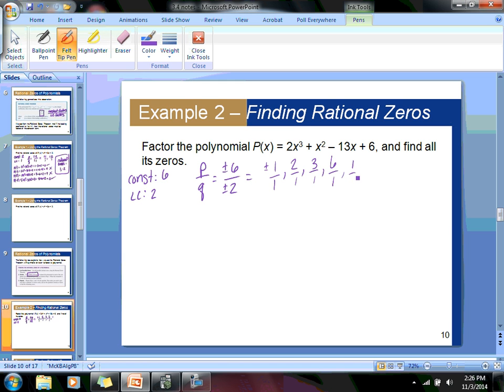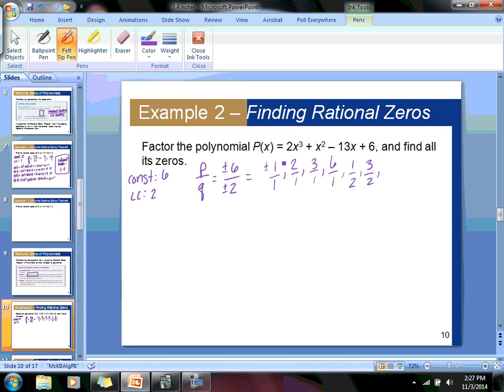So I would have 1 over 2, and then I would have 2 over 2, but that's going to reduce down to 1 over 1, which I already have. Then I would have 3 over 2, and then I would have 6 over 2, but that reduces down to 3. So there's my list of all my possible rational zeros.